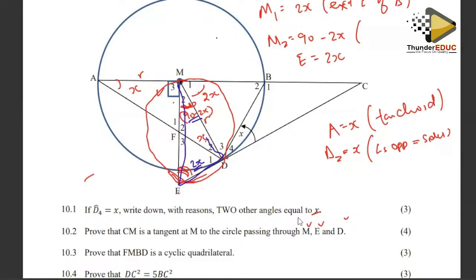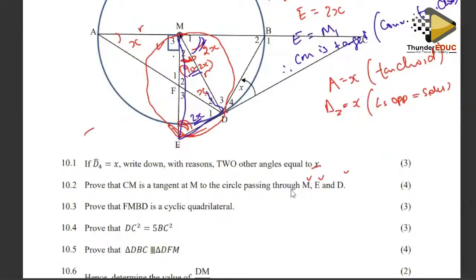And this 2x is the same as the 2x that we found there. Okay, so since E is the same as M1, therefore CM is a tangent. And the reason is going to be the converse of the tan chord. Okay, so that is how we would have proved that.